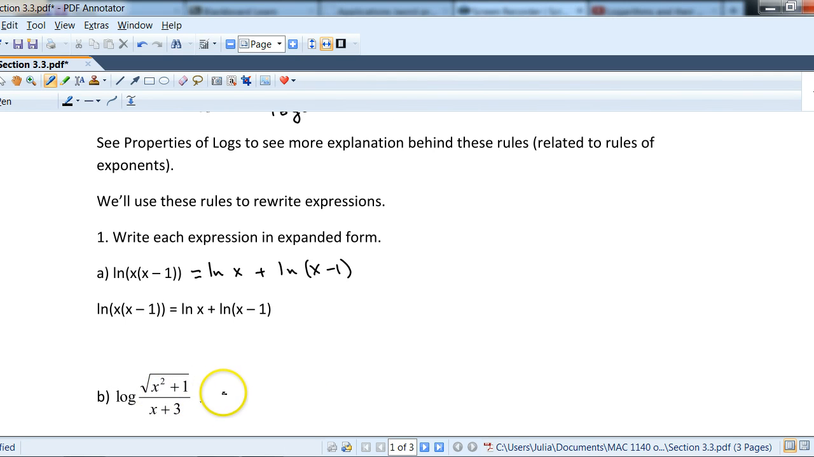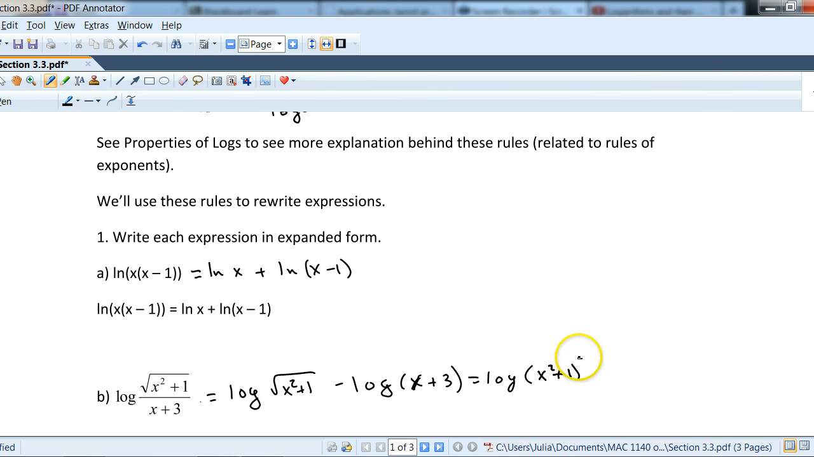Let's say you have a division. So you can get started with a subtraction. You can start with log of the square root of x squared plus 1, minus log of x plus 3. So you can rewrite it as a subtraction first, but then let's deal with the exponents. What about the square root, which is considered to be an exponent? You can actually rewrite it as the log of the whole thing, x squared plus 1 to the 1/2 power.